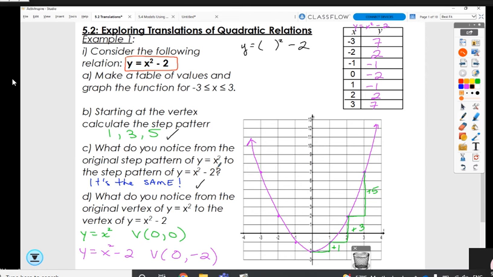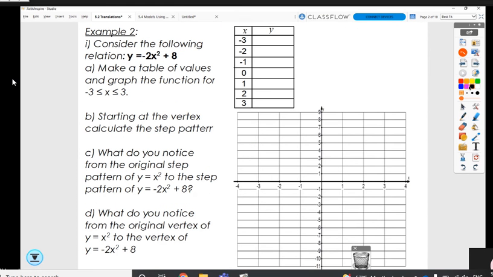Now, before we talk about creating a table of values for this one, can someone make a hypothesis about what's going to happen to this vertex? What do you think? Take a guess. Yeah, Sam. It's going to be all the way at +8? Okay. And then what about the step pattern? What do you think is going to happen? It's going to decrease. And is it going to be multiplied by anything? Oh, okay. Wow. You guys are good.